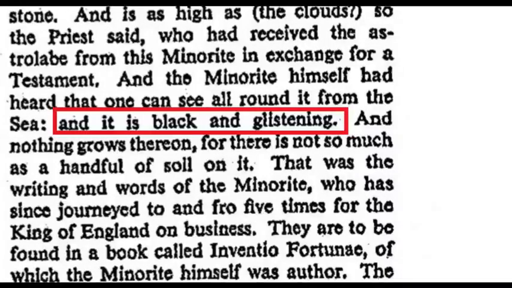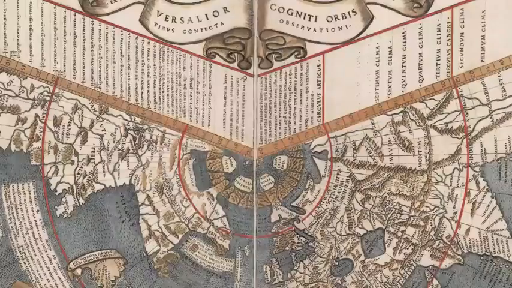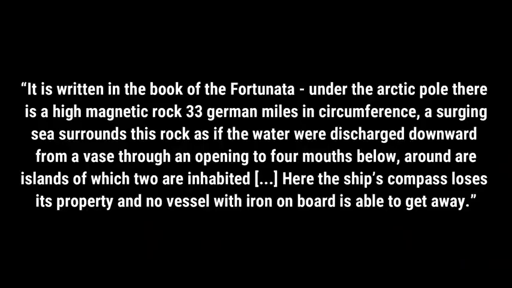In Johann Ruysch's 1508 map, the North Pole is represented in a similar manner, and the map's legend states, "It is written in the Book of the Fortunata, under the Arctic Pole there is a high magnetic rock, 33 German miles in circumference.